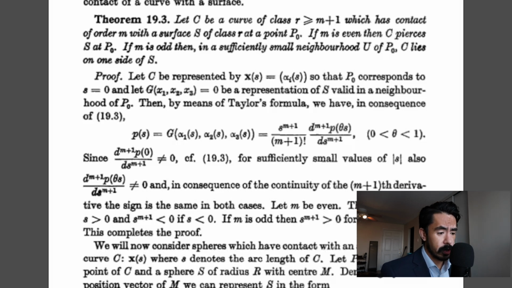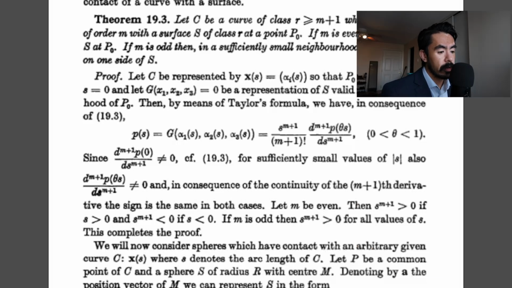Since the m plus 1th derivative of P naught in terms of S is non-zero as a result of the lemma that we had just proved, then for sufficiently small values of the absolute value of S, we also have that the m plus 1th derivative of P of theta of S in terms of S is non-zero. And in consequence of the continuity of the m plus 1th derivative, the sign is the same in both cases.